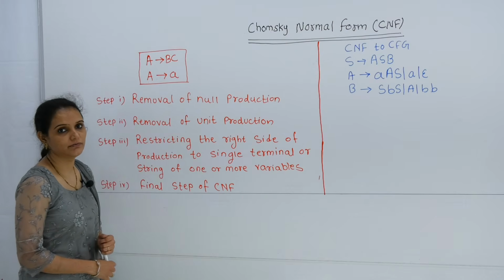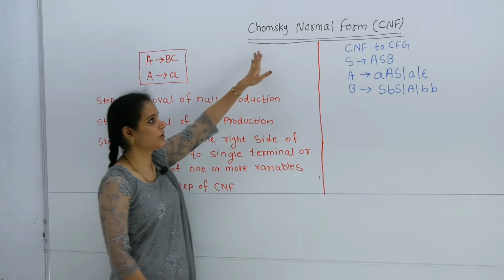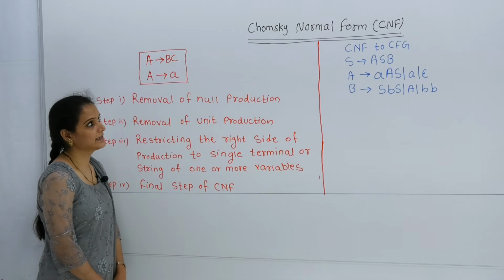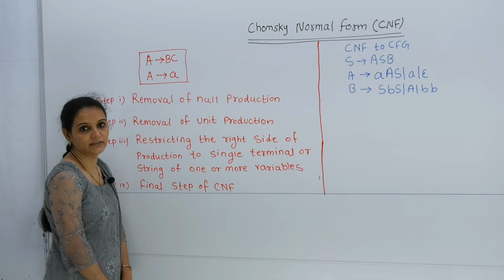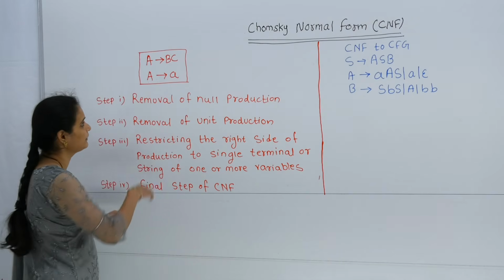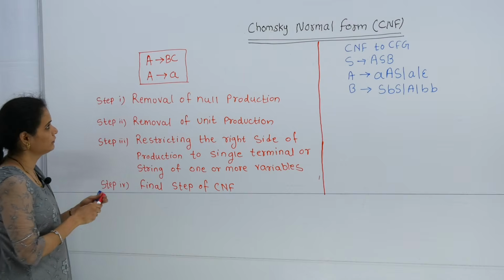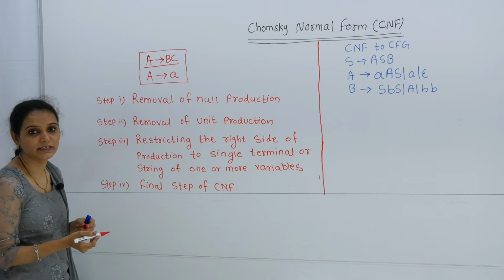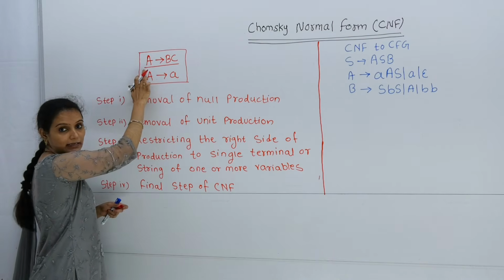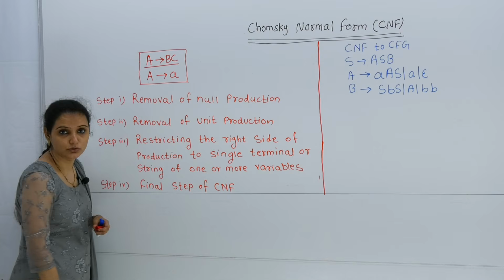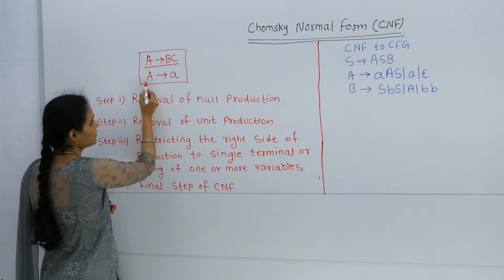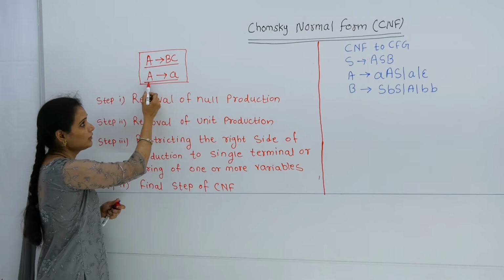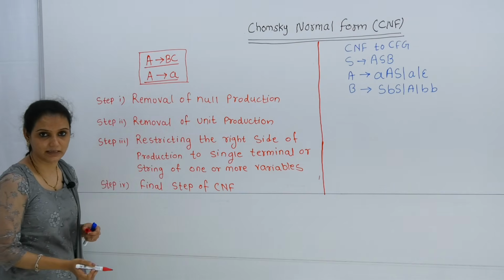In today's video, we will start with our point Chomsky normal form, that is CNF. Okay, so here what is exactly the normal form CNF? Here I have written two production rules. What is A produces BC? That production rule we can read as one single non-terminal produces two non-terminals. The second production rule is capital A produces small a, means single non-terminal produces single terminal.